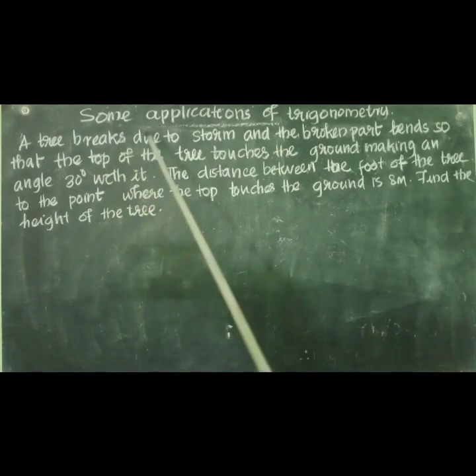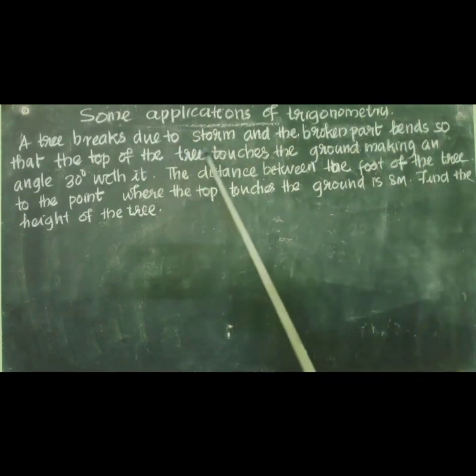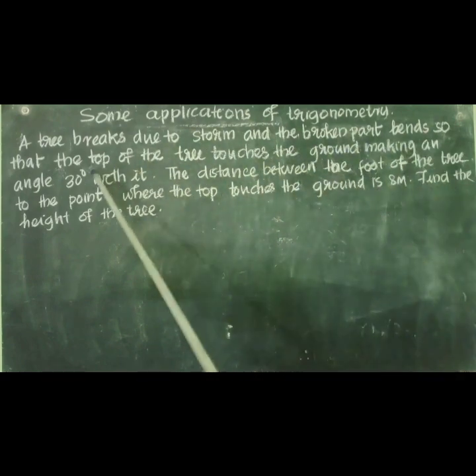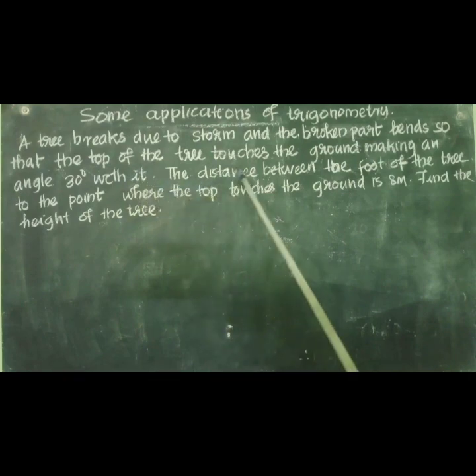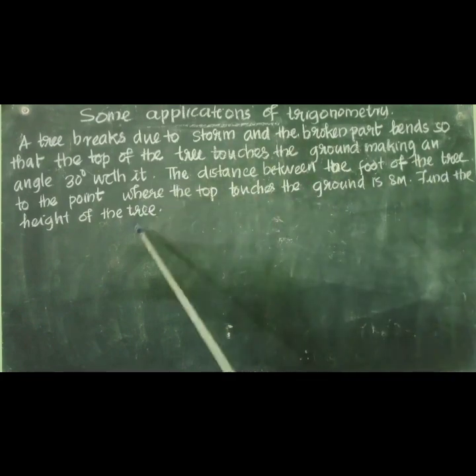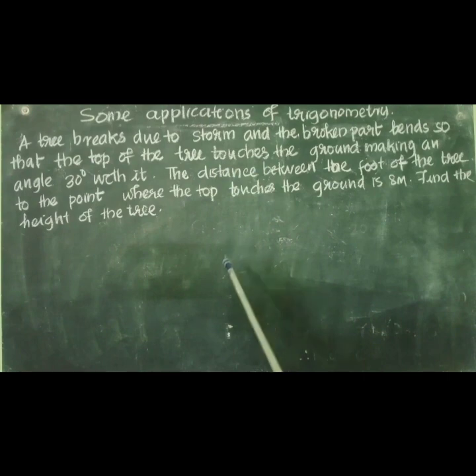A tree breaks due to a storm and the broken part bends so that the top of the tree touches the ground, making an angle 30 degree with it. The distance between the foot of the tree to the point where the top touches the ground is 8 meter. Find the height of the tree. So first let us draw a figure based on this information.